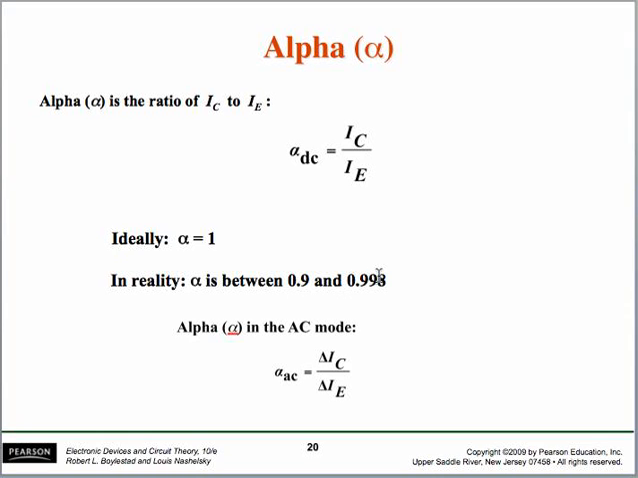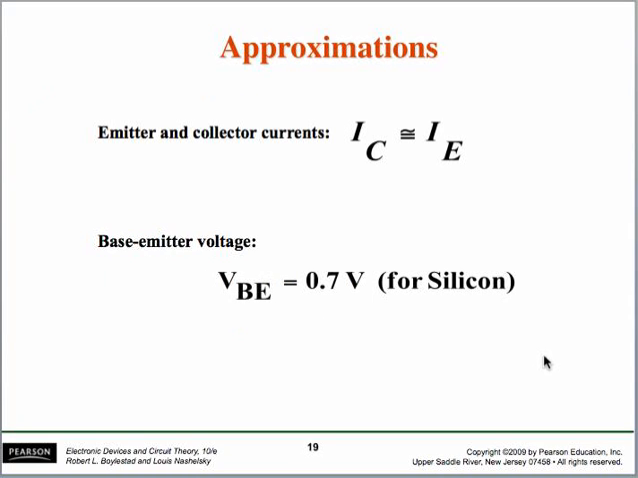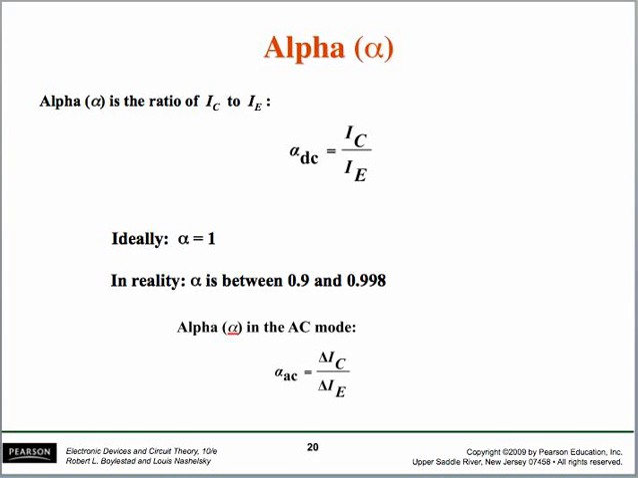Why is it very close to 1? Yes, very good, because we have determined already. We know that IC is almost equal to IE. So if you divide IC over IE, which is almost the same magnitude with each other, you will get nearly 1, right? So to calculate alpha for DC, you just divide IC DC and IE DC. But for alpha AC, you divide the range of the values of IC, delta IC divided over delta IE.